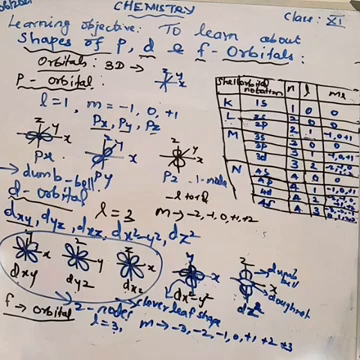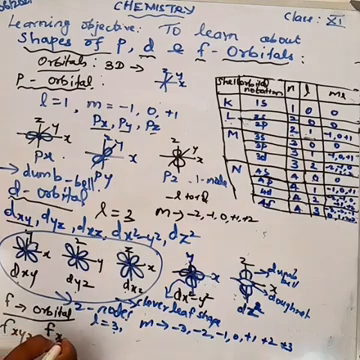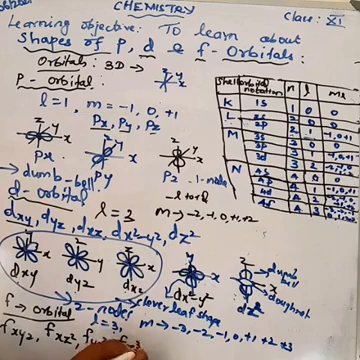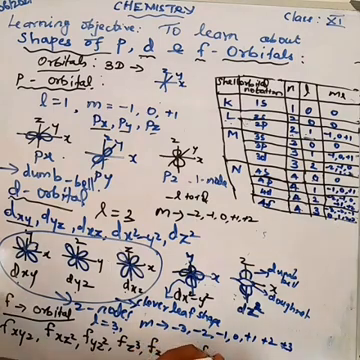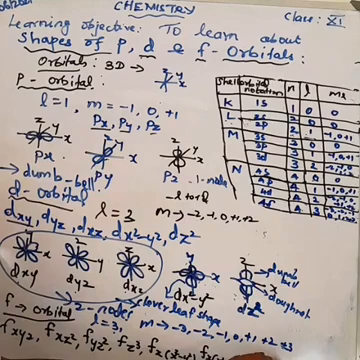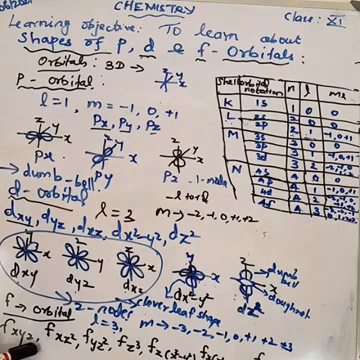The 7 orbitals are designated as fxyz, fxz square, fyz square, fz cube, fz(x square minus y square), fx(x square minus 3y square), and fy(3x square minus y square). These are the 7 designations of f orbital.